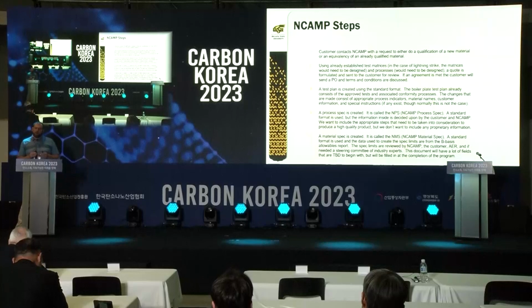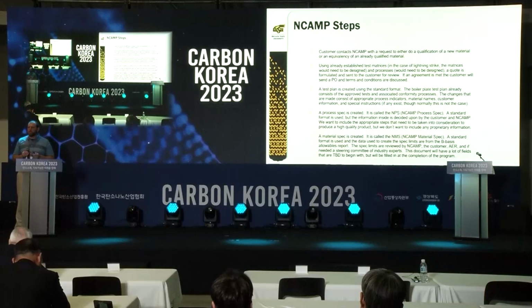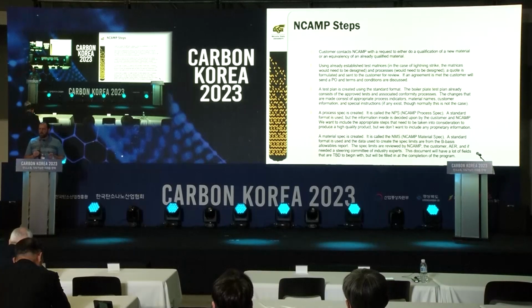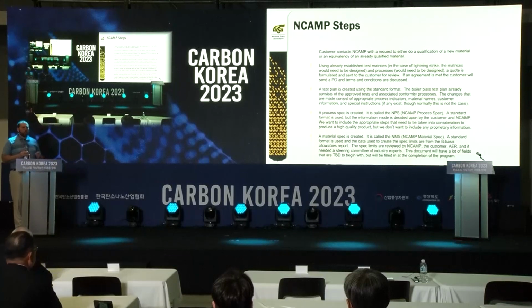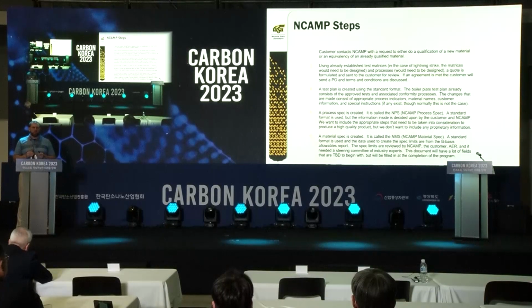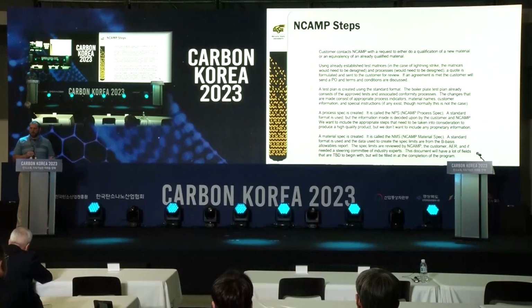Once the test plan is created, then we move into working with the material supplier on the material specification, which is describing that material in detail so that there's no ambiguity about which material is being used and the raw materials that go into creating that material. And then we work with the material manufacturer to come up with the process spec. That process spec is making sure that the process used to create that material is well understood, repeatable, and robust.